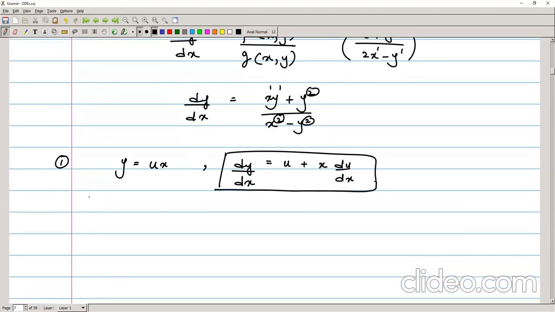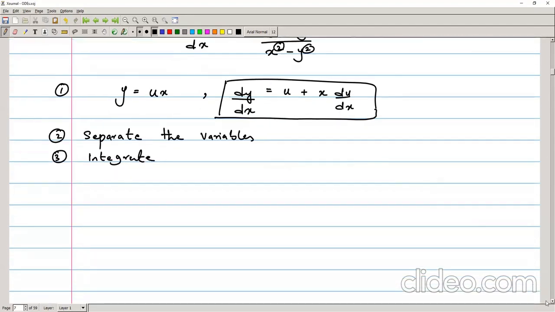Then step number 2 is we can separate the variables easily. We can now make it a separable equation. So separate the variables, and simply then we can integrate the function, right? So the third step is integrate. All right, so it's a pretty simple procedure.